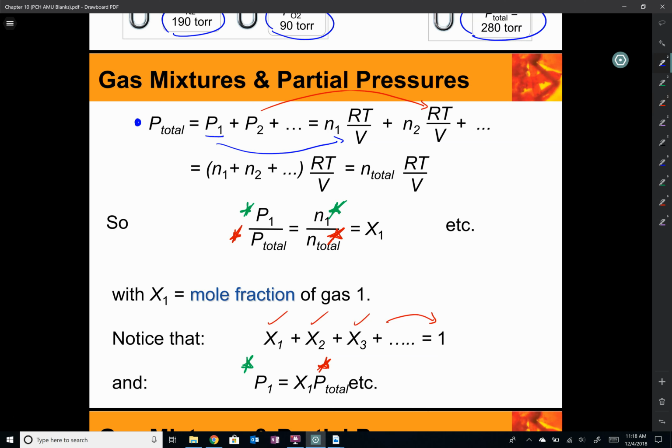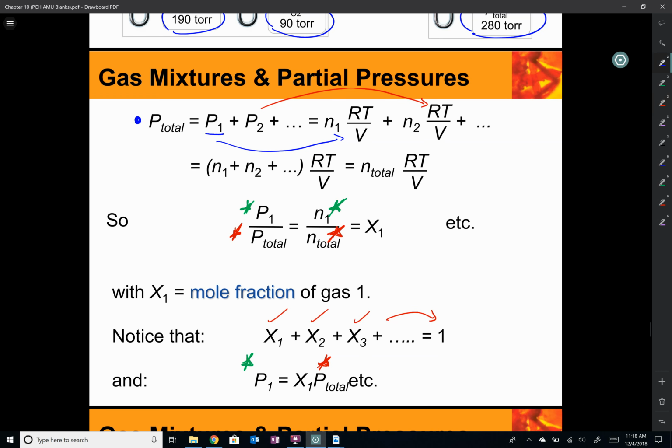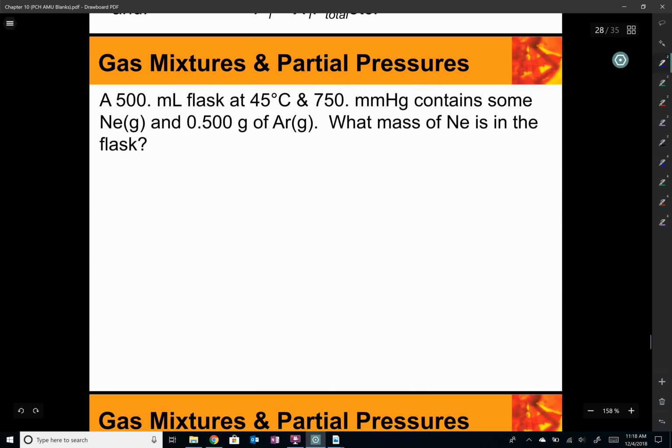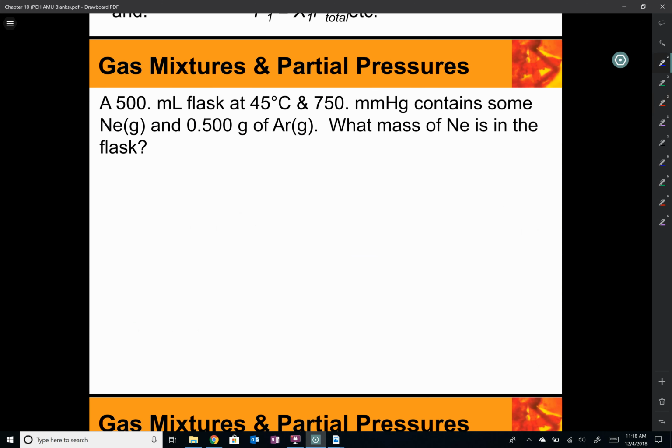All right, so hopefully I haven't lost you or scared you away yet. Let's start to work some examples and see how this stuff falls out. Might clarify some things here. So a 500 ml flask, and it gives us some temperature and pressure, contains some neon and a value of half a gram of argon. And it asks, what is the mass of neon in the flask? Okay. So let's think here for just a second.